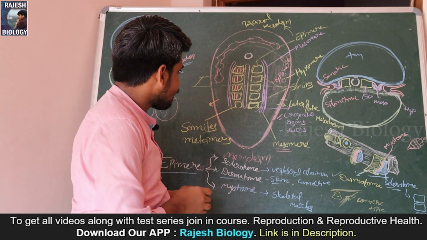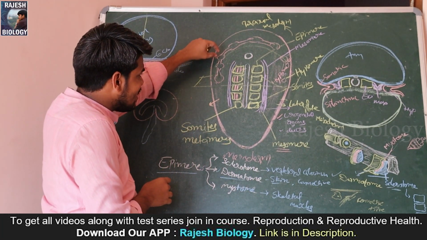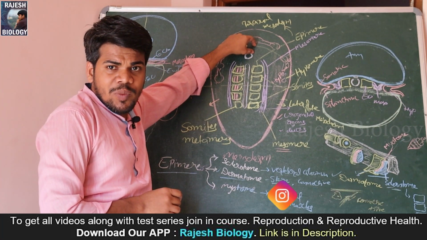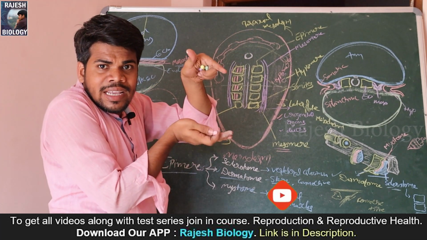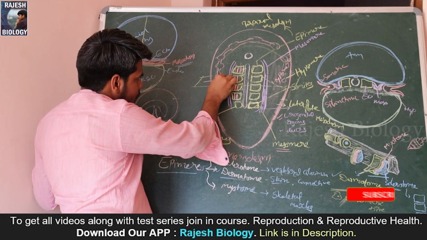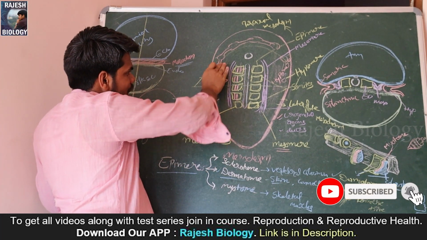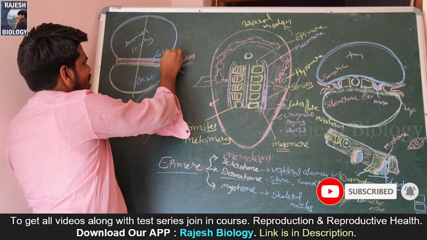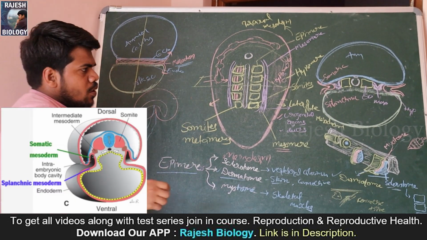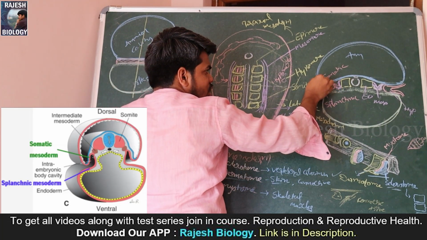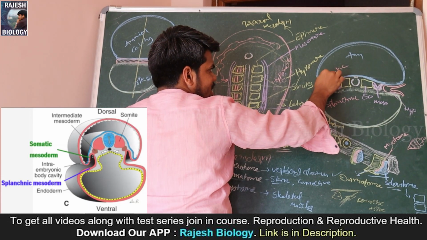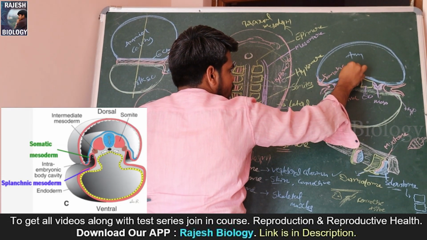So when it forms cavities, and those cavities are connected with one another, automatically there are two layers within the lateral mesoderm. One layer touches the amniotic cavity, and another layer touches the yolk sac. So the layer which is very close to the amniotic cavity is called the somatic pleura.